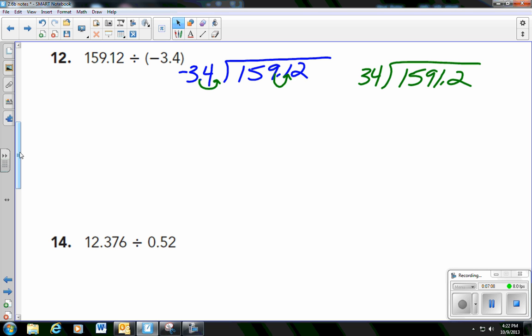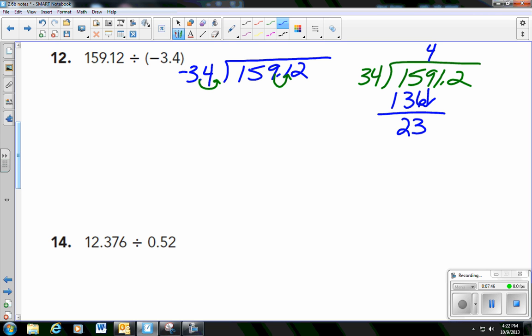And we've worked on this in class. You can use your calculators to help you show your work. 34 won't go into 1, 34 won't go into 15, 34 will go into 159. So you type 159 divided by 34 in your calculator, and you find out it goes in 4 whole times. So above the 9, you would put a 4 right there. Then you can use your calculator to do 4 times 34, and you would get 136.